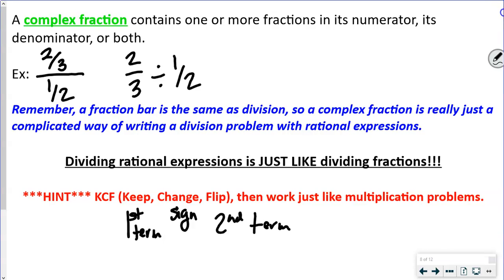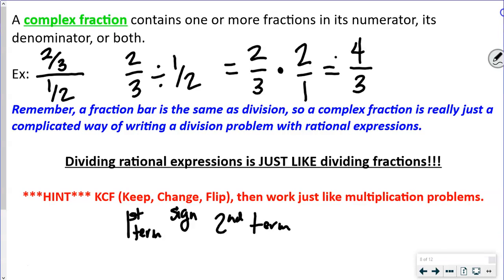So we're going to keep our first term. So up here, we would do 2 over 3, right? And then it says change the sign to multiplication. And then we're going to flip the second term. So it's going to be 2 over 1 now, right? So now we're just going to multiply across the top, which is 4 over 3, okay? So 2/3 divided by 1/2 is the same as 2/3 times 2 over 1, okay? Because we're going to keep the first term, change the sign to multiplication, then flip the second term, okay? So we're going to do a couple of these together, okay?